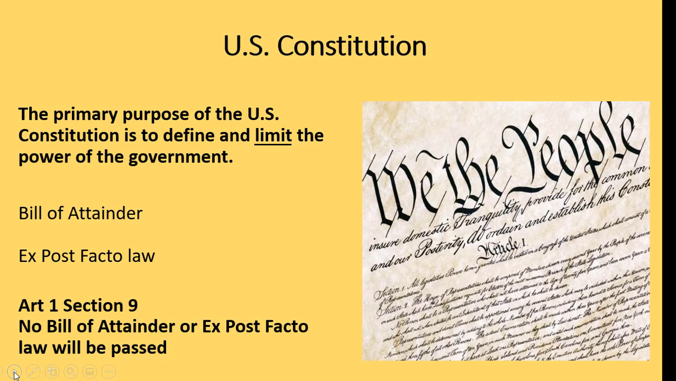You must be able to identify the primary purpose of the U.S. Constitution, and the primary purpose of the entire document is to define and limit the power of government. We started our conversation about the Constitution with two really old-fashioned terms, Bill of Attainder and ex post facto law. You need to know what both of those things are. And in Article 1, Section 9, both of those things were prohibited.